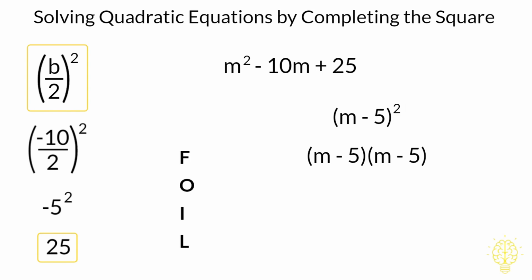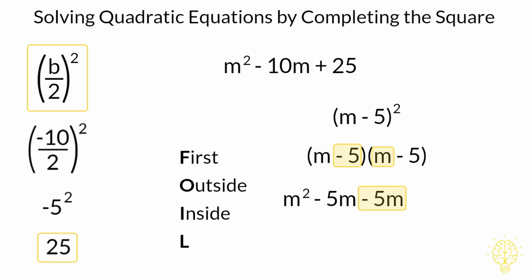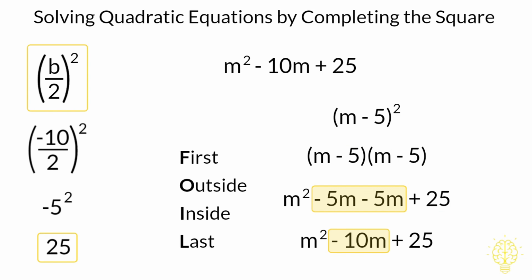When we FOIL this, we multiply the first terms together to get m times m, which is m squared. The outside terms m and negative 5 give us negative 5m. The inside terms, negative 5 and m, give us another negative 5m. And the last terms, negative 5 and negative 5, multiply to give us 25. When we combine the like terms, negative 5m and negative 5m, we get negative 10m.